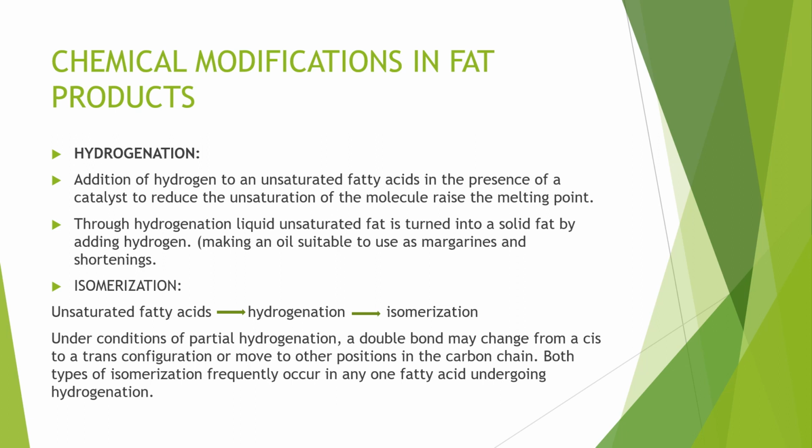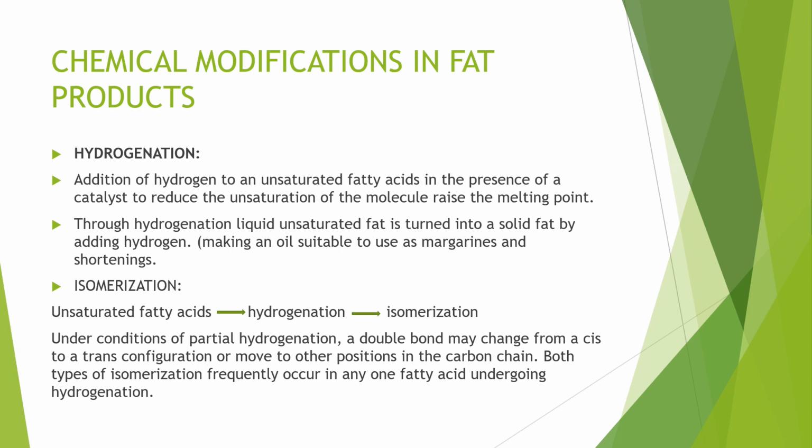Hydrogenation is a part of the manufacturing process of a wide range of fat products because this reaction alters the melting point of fatty acids by increasing their saturation with hydrogen. What happens in hydrogenation? The addition of hydrogen to an unsaturated fatty acid in the presence of a catalyst, which is usually nickel, to reduce the unsaturation of the molecule and raise the melting point.